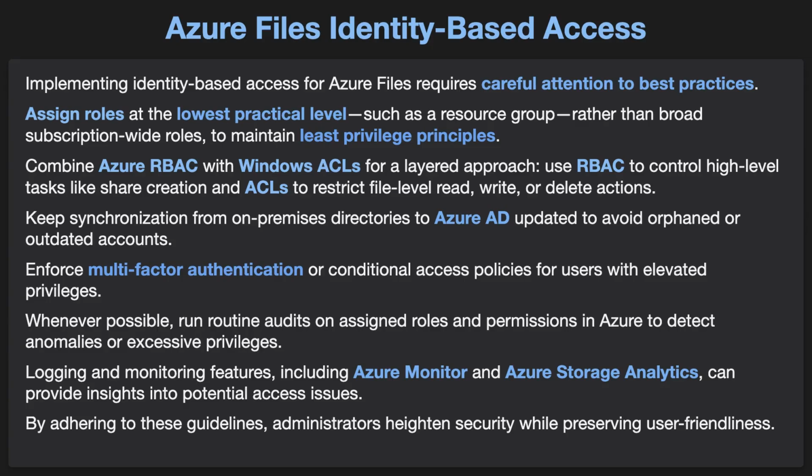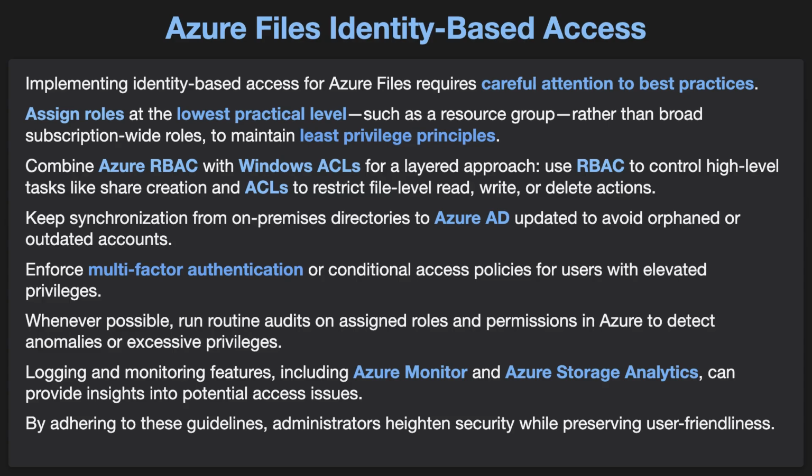Implementing identity-based access for Azure Files requires careful attention to best practices. Assign roles at the lowest practical level, such as a resource group, rather than broad subscription-wide roles, to maintain least privilege principles. Combine Azure RBAC with Windows ACLs for a layered approach. Use RBAC to control high-level tasks like share creation and ACLs to restrict file-level read, write, or delete actions. Keep synchronization from on-premises directories to Azure AD updated to avoid orphaned or outdated accounts.